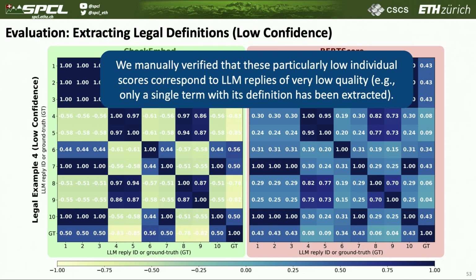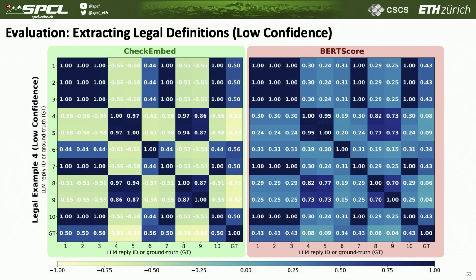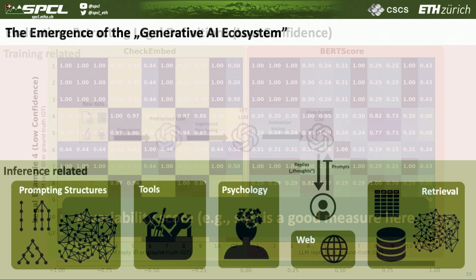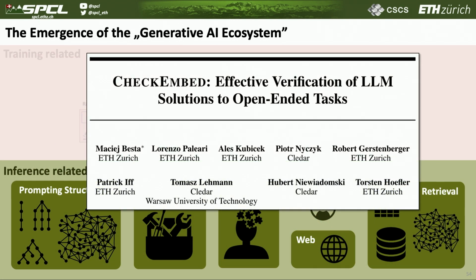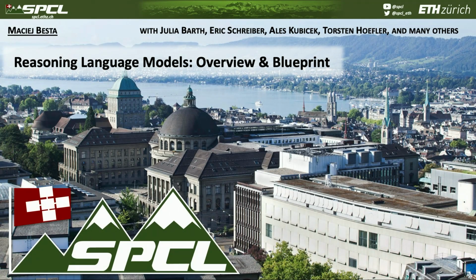But again, the idea is that if there is a high variance in these answers, that means that the model is hallucinating, and that means that the answer is probably not correct. And vice versa, if there is a low variance, that means that the model is certain, and thus there is a big chance that the answer is actually correct. That's exactly what CheckEmbed does for these very complex, complicated problems.